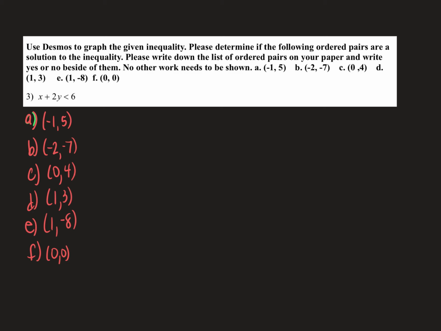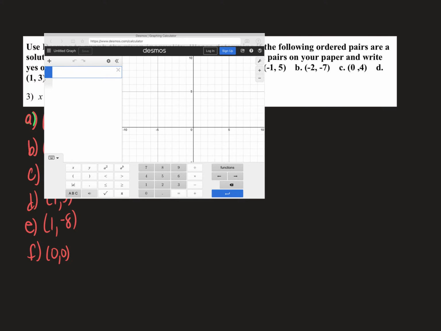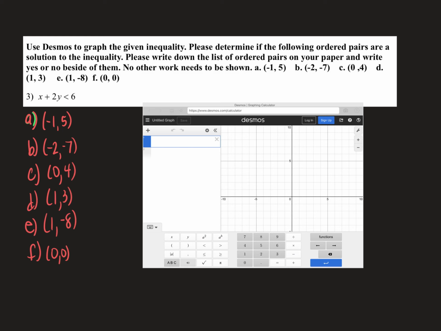Oops. Let's just get Desmos up here. Okay. And let's graph x plus 2y is less than 6. Okay.